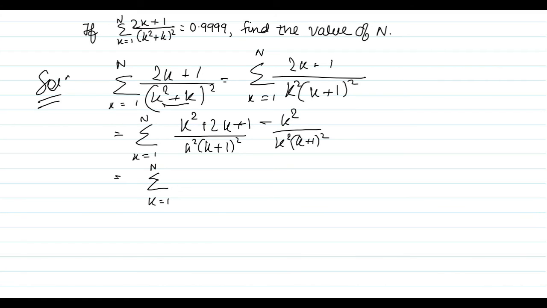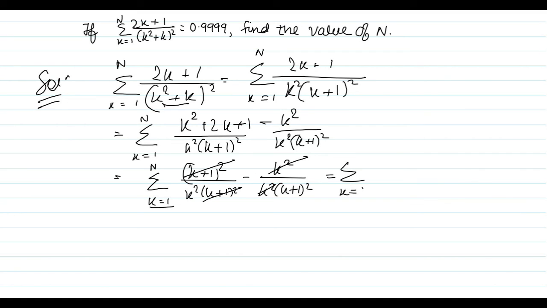So now what I do is I write this (k plus 1) whole square by k square (k plus 1) whole square, minus k squared by k square (k plus 1) whole square. Now notice k goes from 1 to n, and these are natural numbers, so (k plus 1) whole square cannot be 0. And secondly, k square can also not be 0. So I am left with summation k is equal to 1 up to n, 1 by k square minus 1 by (k plus 1) whole square. And that is equal to 0.9999.